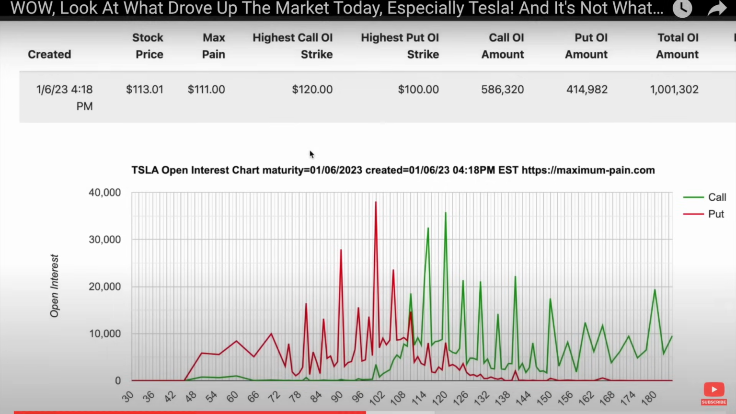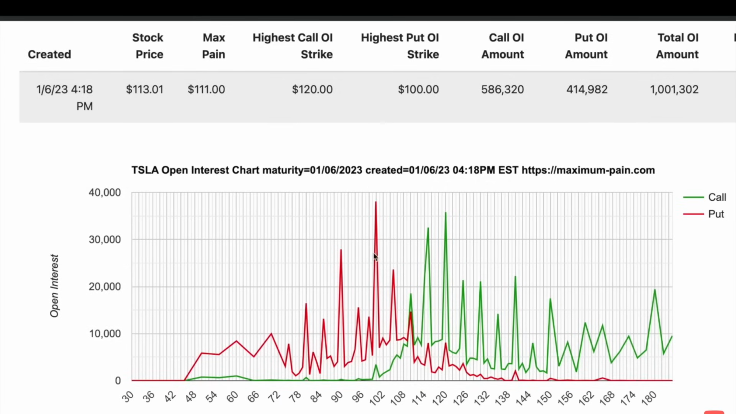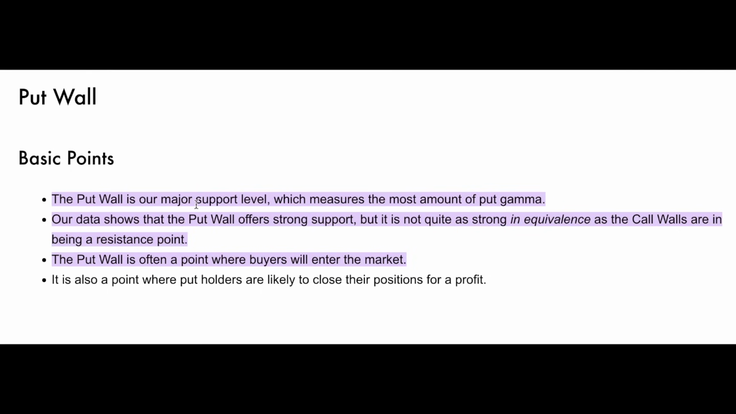If you look right here, this is the reason why it stopped where it did; it probably could have just kept going. There's the put wall I told you about at 100. Just so most people understand what a put wall is, you can read this, but basically it's an area that could be major support. There's a whole lot of put gamma in that area. And from the data I got off this website, a put wall offers strong support, but it is not quite as strong as the call walls are in resistance. So keep that in mind.